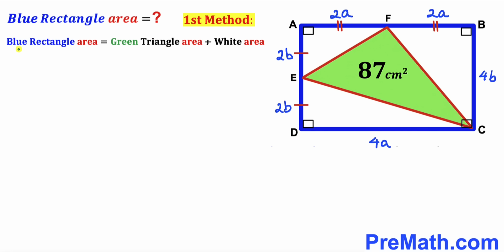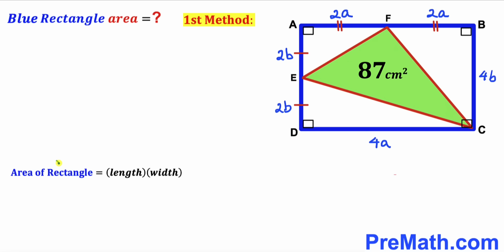And now let's make an observation. We can see that this big blue rectangle area is going to be equal to the area of this green shaded triangle plus the area of this white region. Here we can see the area of this green shaded triangle is 87 centimeter square. And the white area is going to be the sum of all these 3 white triangles. So now we are going to calculate the area of this blue rectangle, and also the white triangles' area as well.